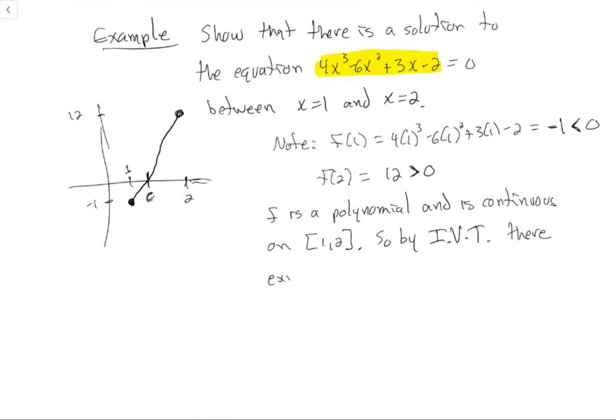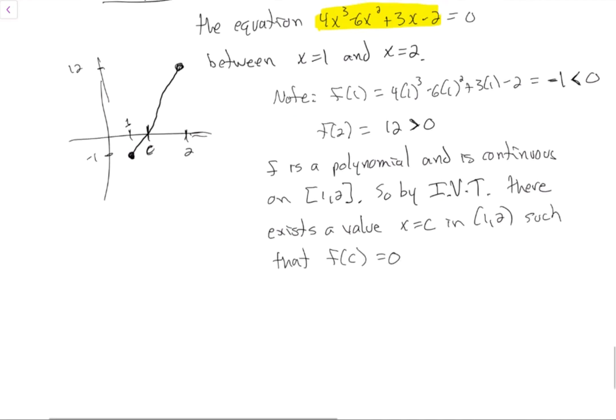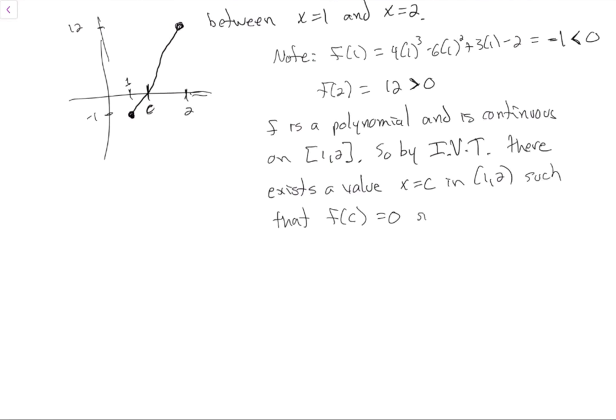there exists a value x equals c in the open interval such that f at c equals 0. And let me just go ahead and tack on, right? I'm going to say, f at 1 was less than 0 is less than f at 2.